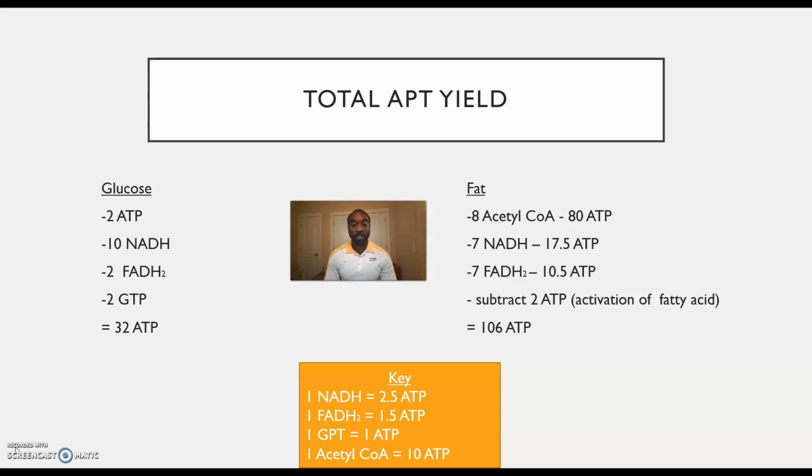On the right, we have fat, which has 8 acetyl CoA, 7 NADH, 7 FADH2. We also need to subtract 2 ATP, which is the activation of fatty acid. This gives us a total of 106 ATP, which is significantly higher than the glucose ATP.